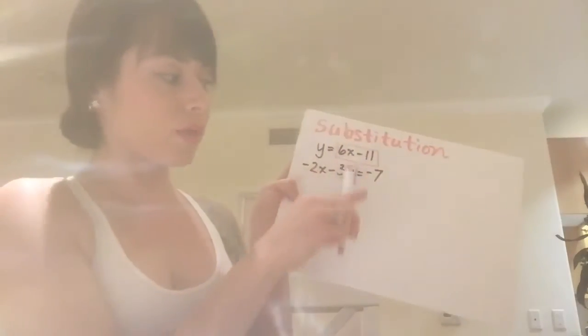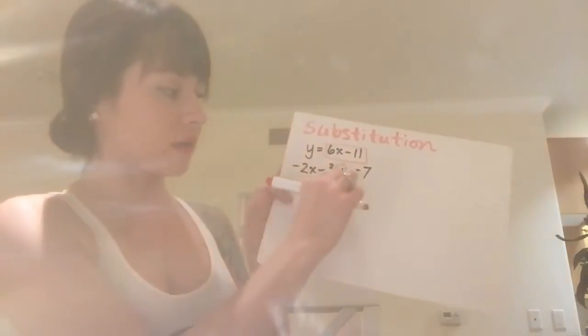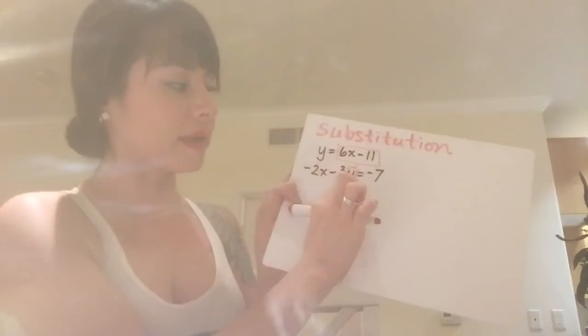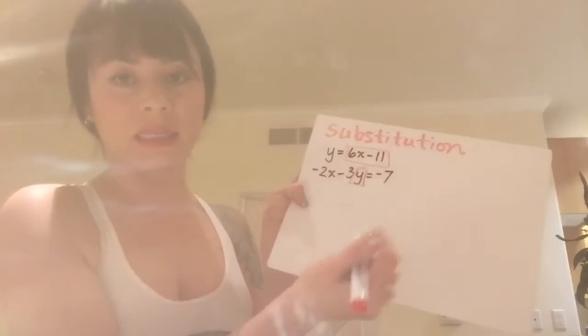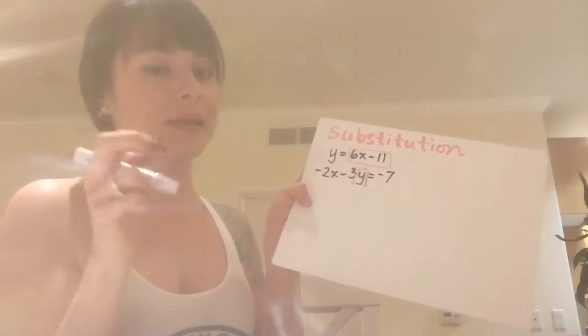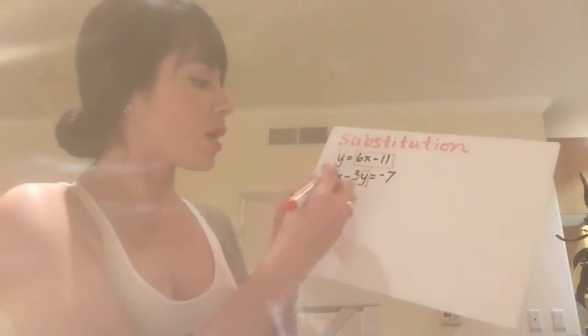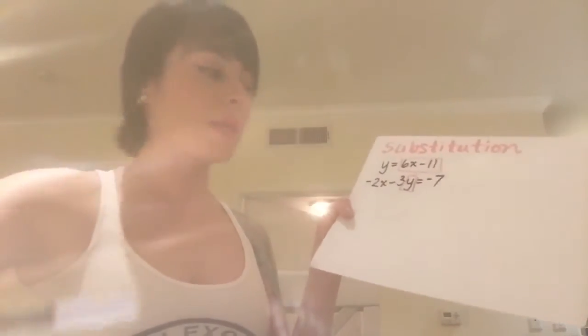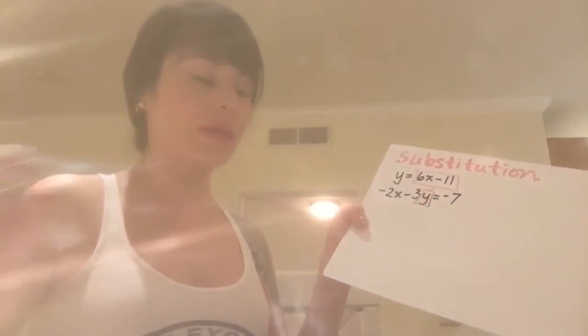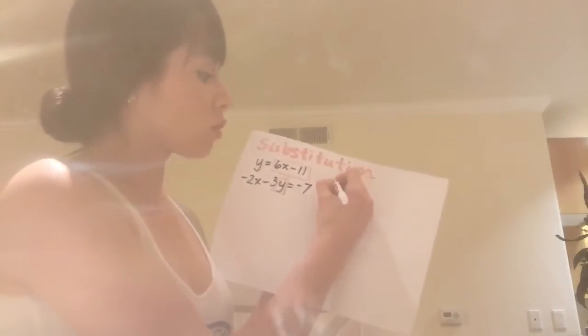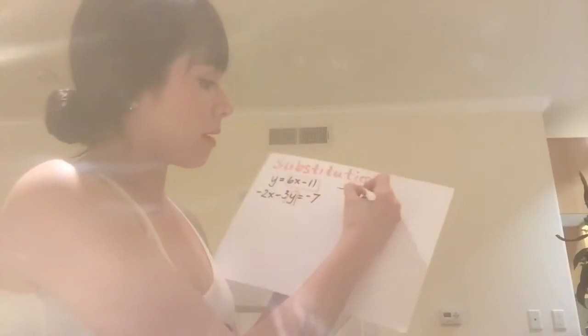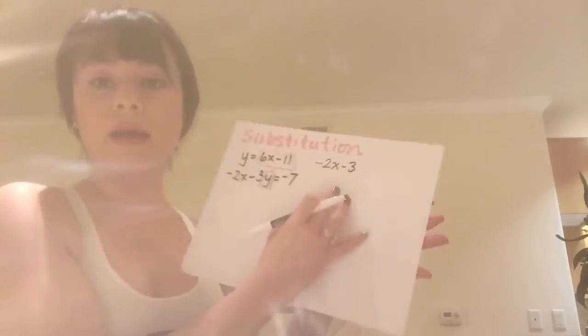So since they equal each other, we can remove this y on the second equation and plug in 6x minus 11. Or instead of plugging in mathematically, the correct term is substitute. So therefore, that means that we're going to have everything else the same. Negative 2x, so I'm going to start over here so we have enough space. So it's negative 2x minus 3, but now we're not going to plug in y.